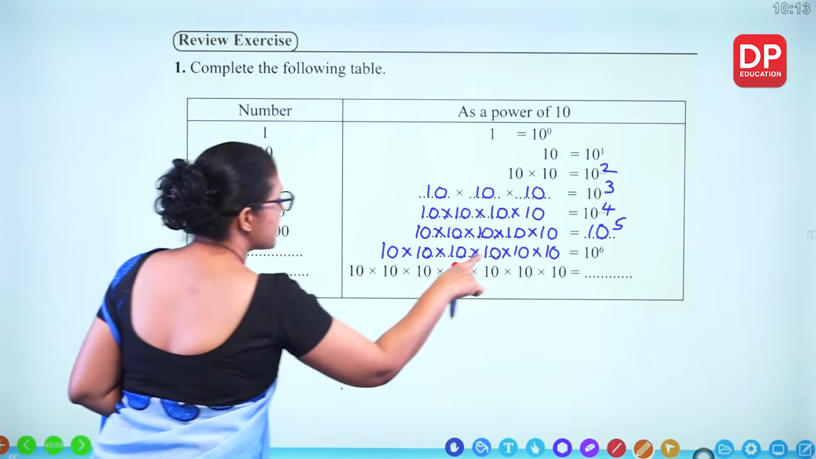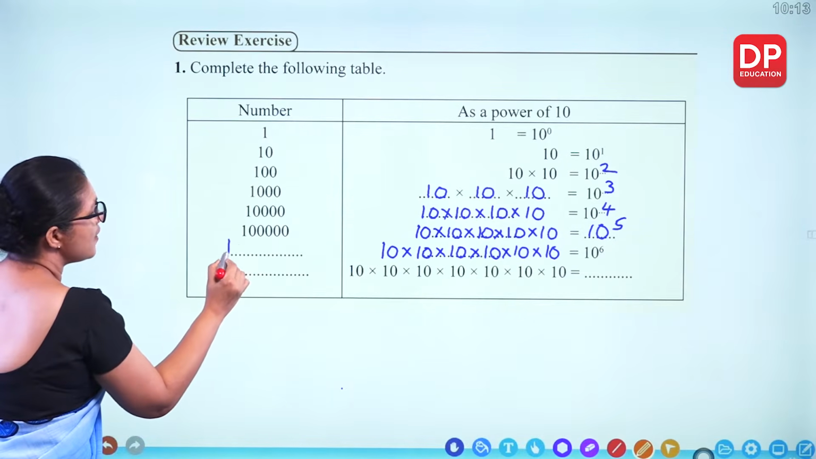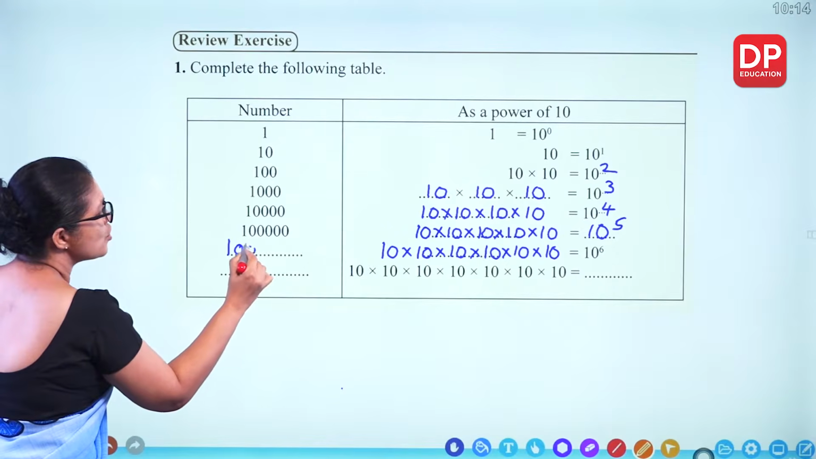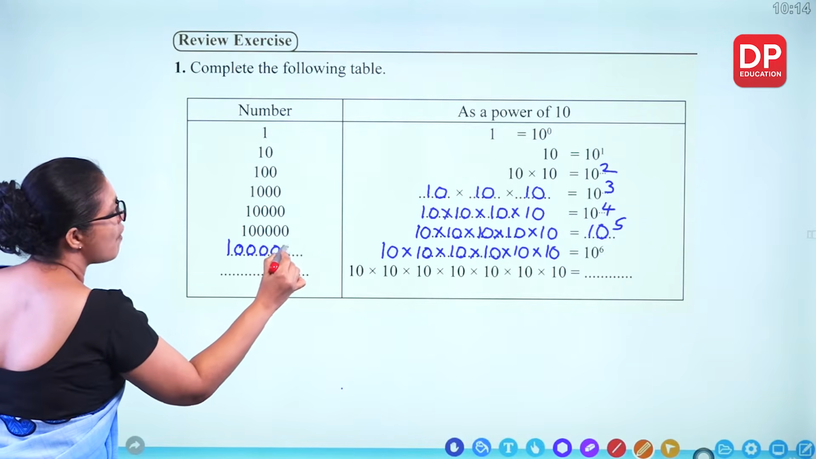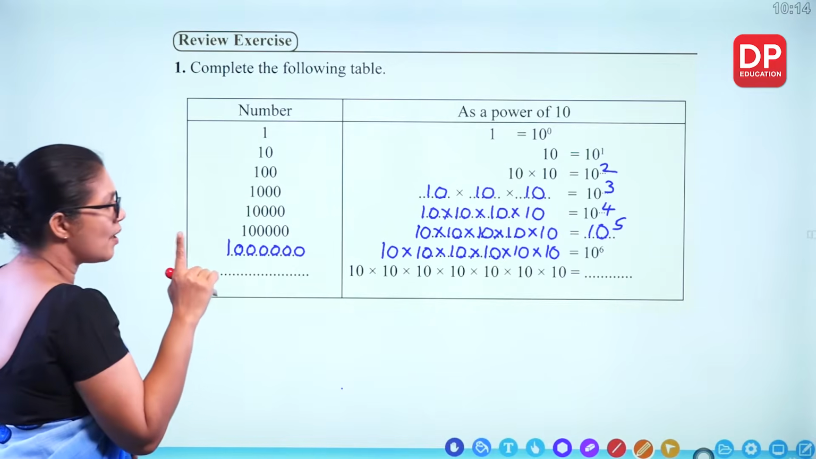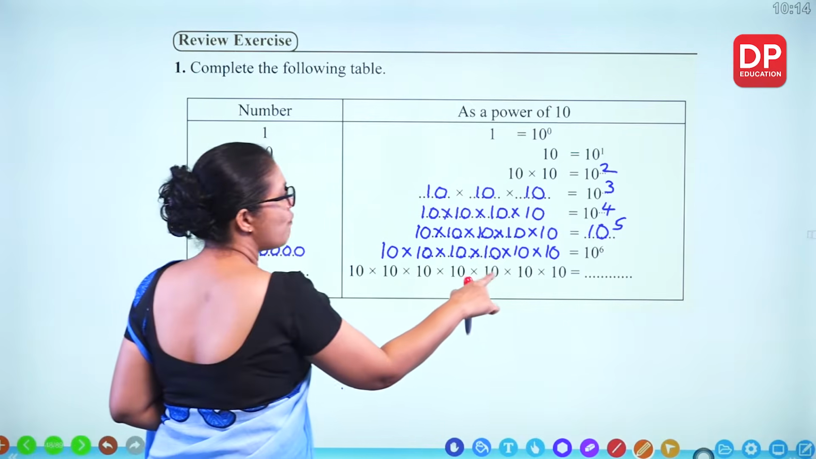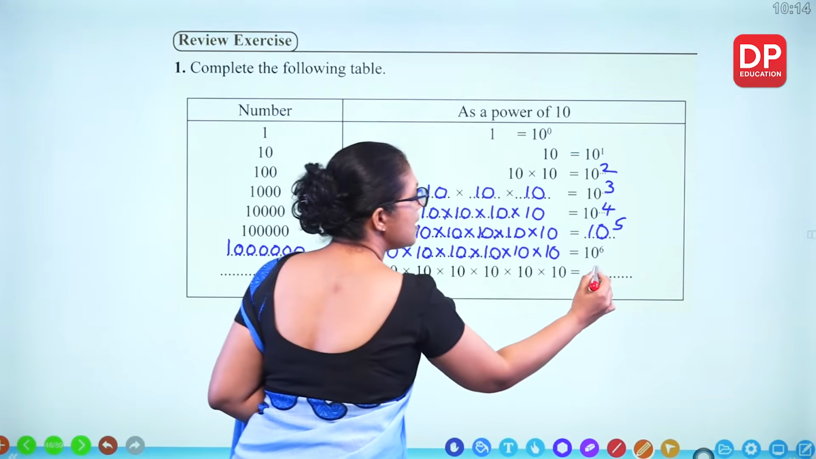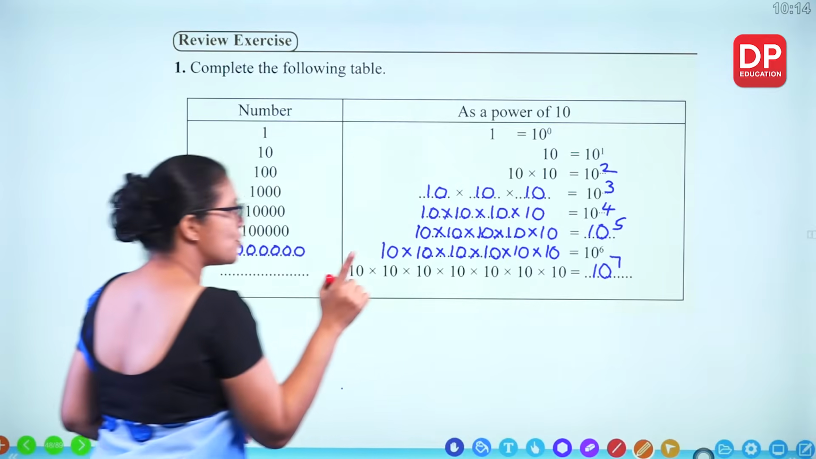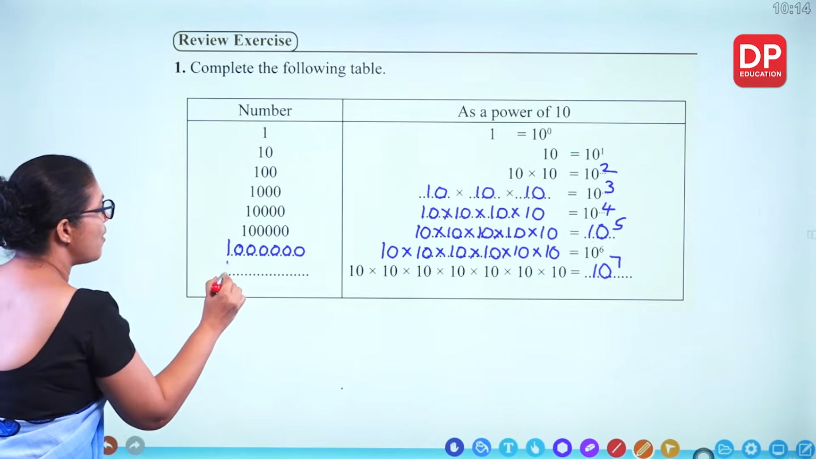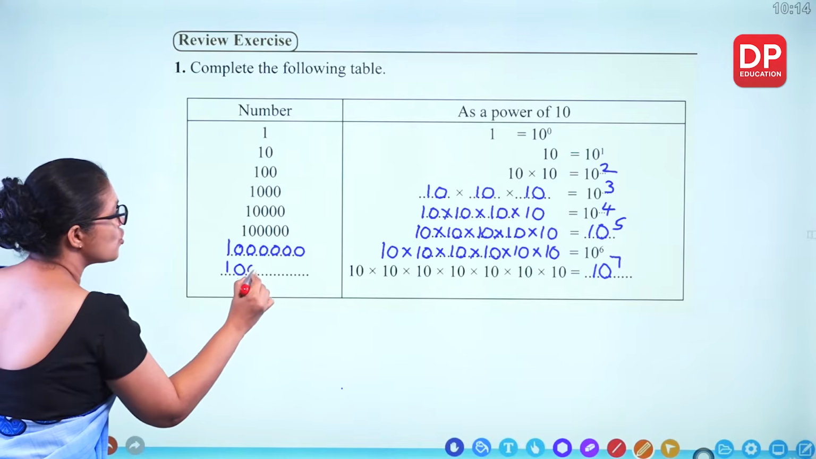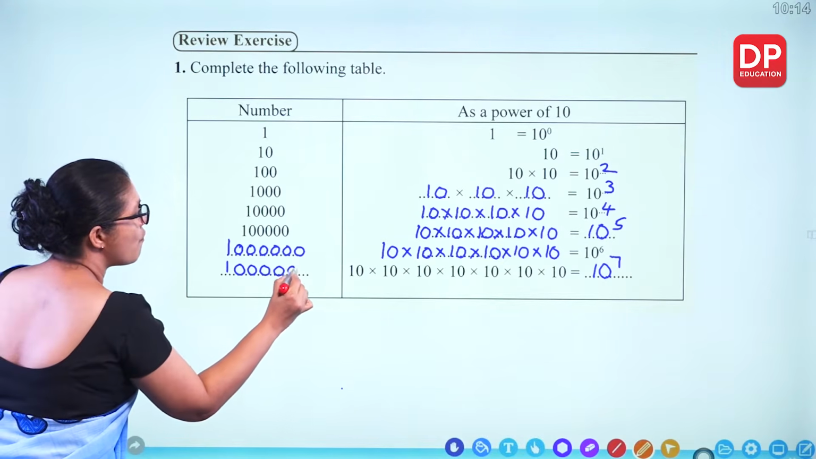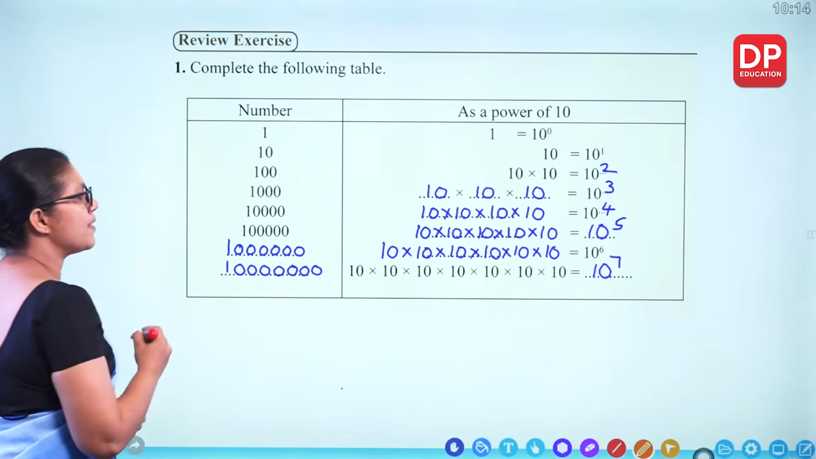Here 10 to the power 6. How can you write down? 1 with 6 zeros. 1, 2, 3, 4, 5, 6. Now here 1, 2, 3, 4, 5, 6, 7. 7 means 10 to the power 7. How you write down the number? 1 with 7 zeros. 1, 2, 3, 4, 5, 6, 7.